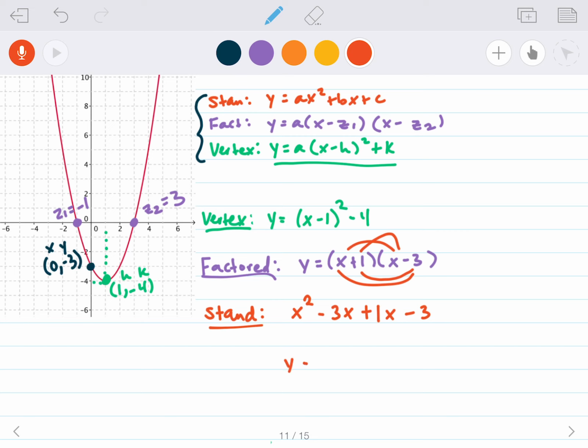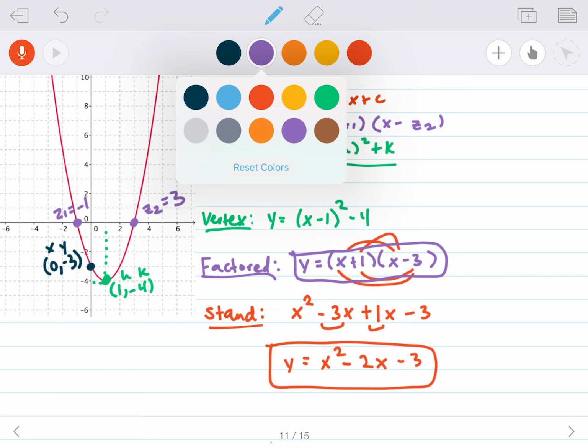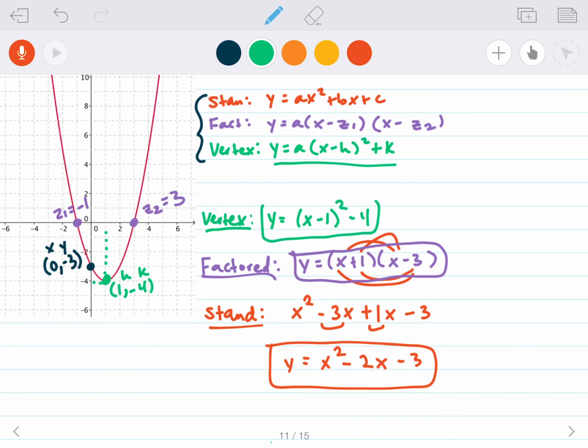Simplifying this down, we get that our standard form is x squared, -3 and a positive 1 make a -2x minus 3. So this is our answer in standard. This is our answer in factored. And this is our answer in vertex.